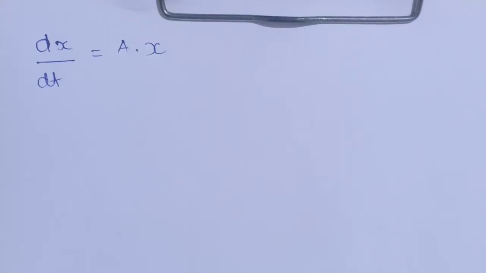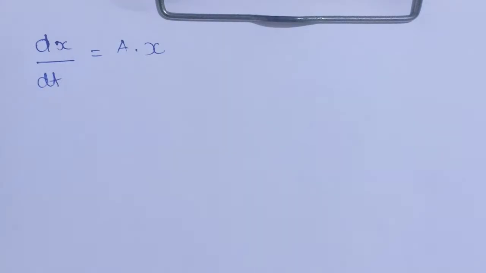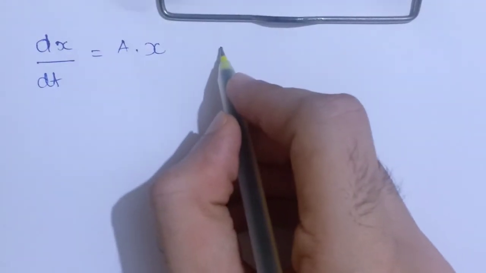Hi friends, in today's video we will learn how to find the unique solution of a system of first order differential equations using a fundamental matrix. So for that, let's take an example. Let's take a differential equation of this form: dx/dt = Ax, where A is a matrix.